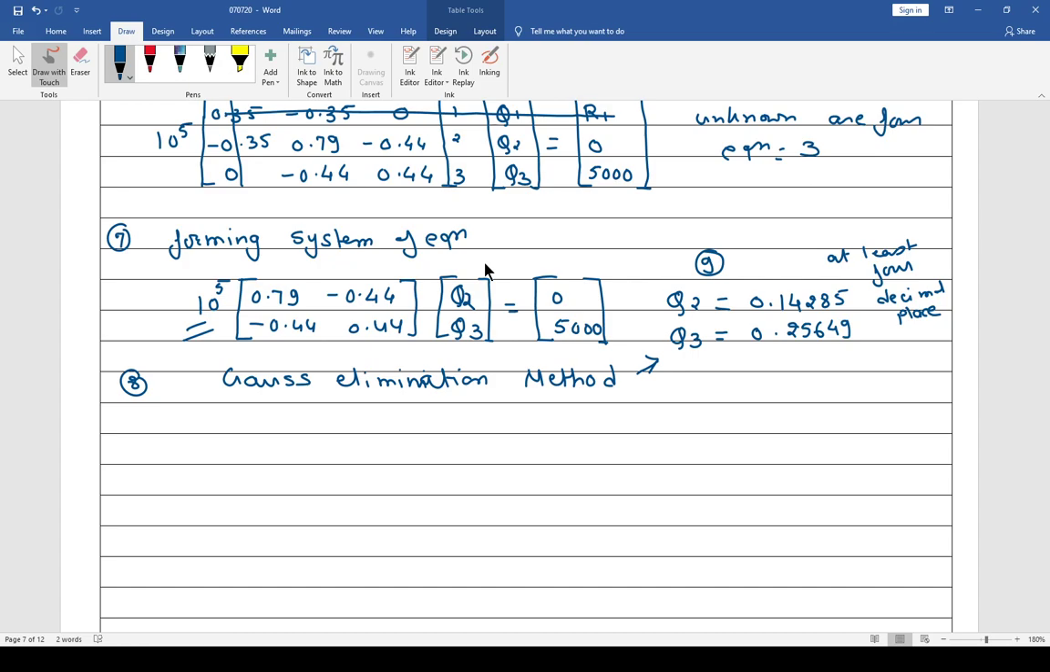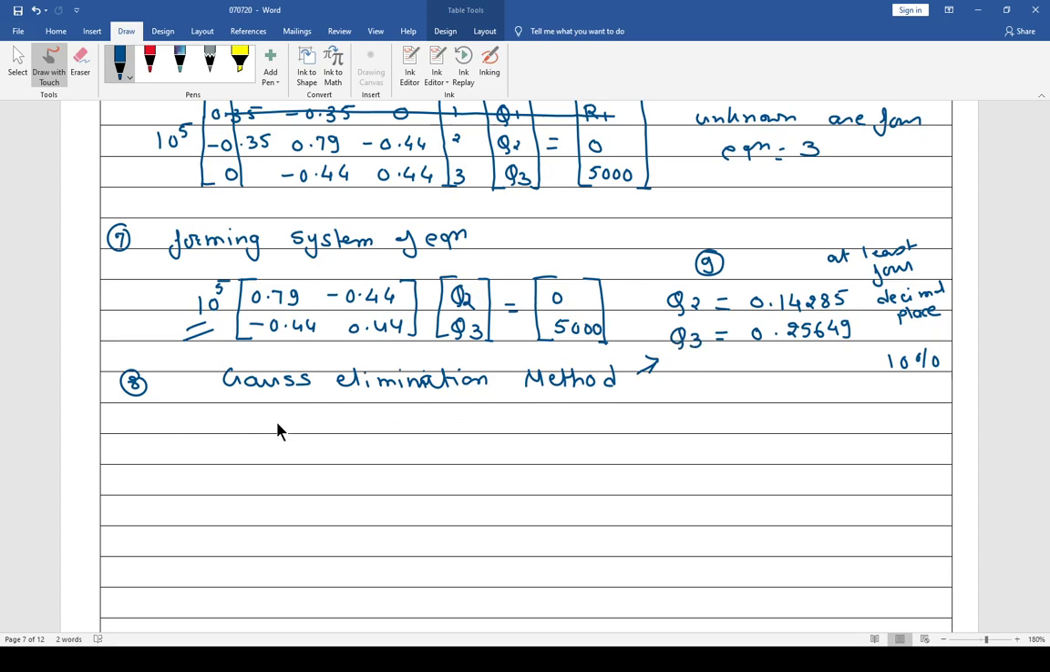Okay, so if you take 0.14 and 10 to the power 5 multiplication is happening, you have an error of 285, so that will be a huge error. Okay, so just to ensure that you take at least 4 decimal places, your error will be within 10%. So that care you have to take. So this is the elimination approach.